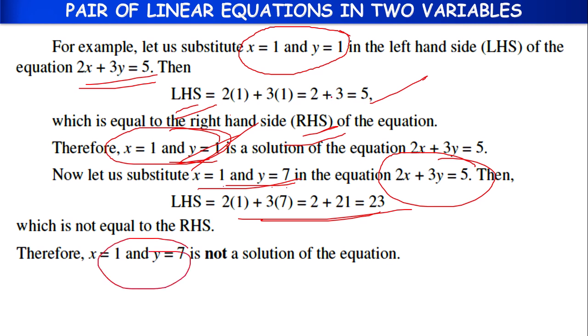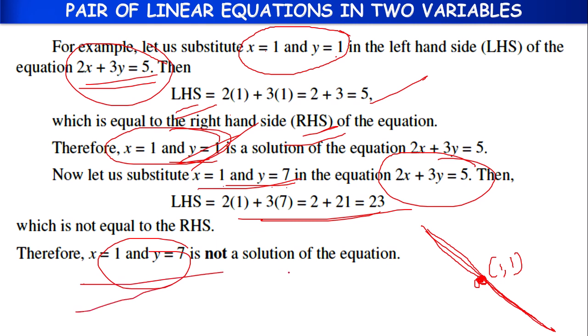Which means, if this equation is represented by a line, and x equal to 1, y equal to 1 satisfies the equation, that point lies on the line. The point (1, 1) lies on the line. The values (1, 7) do not satisfy the equation, which means the point (1, 7) does not lie on the line. That is the meaning. This we have learnt already.